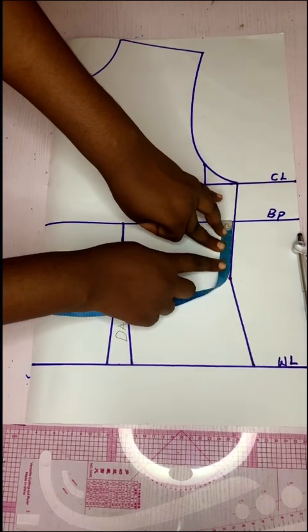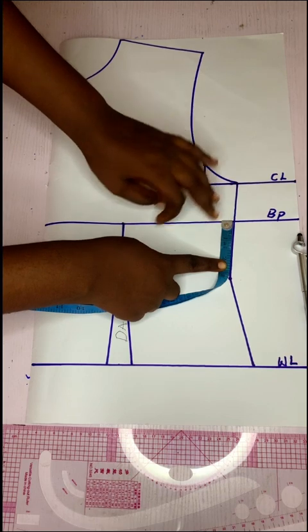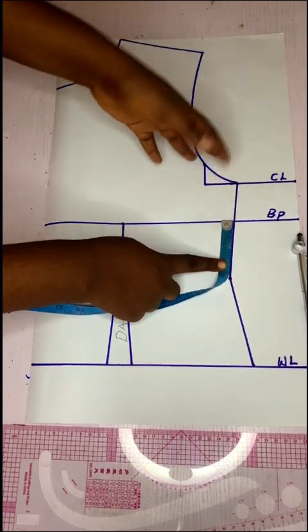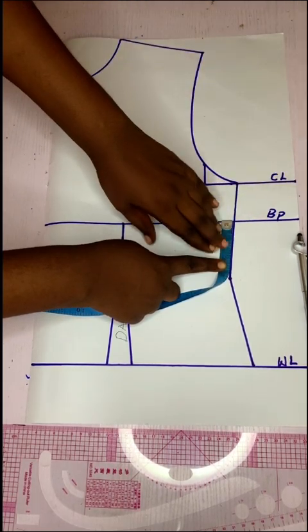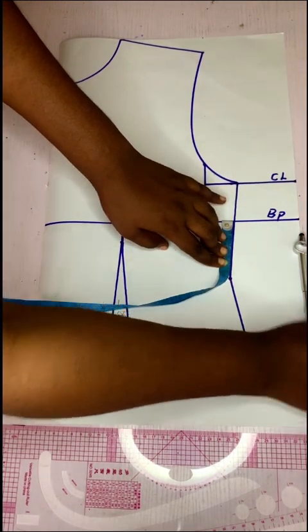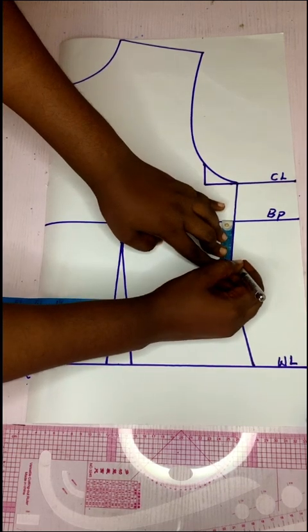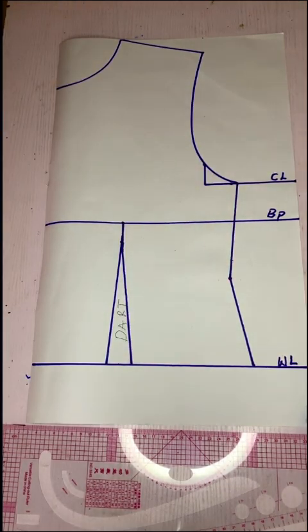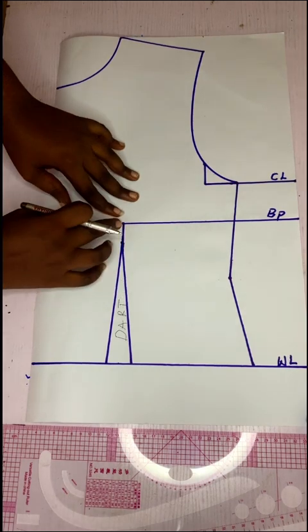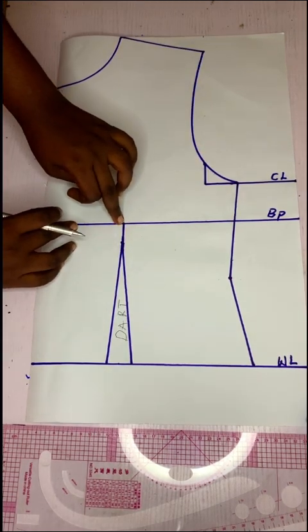Now we all know that the difference between your shoulder to waist in front, and your shoulder to waist at the back, there's always a difference, okay? So mine is 2 inches. That is, my shoulder to waist in front is 17, and my shoulder to waist at the back is 15 inches. So the difference is 2 inches. So that is what you're going to mark.